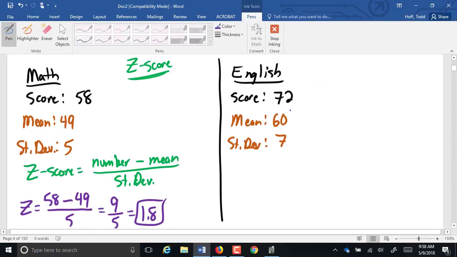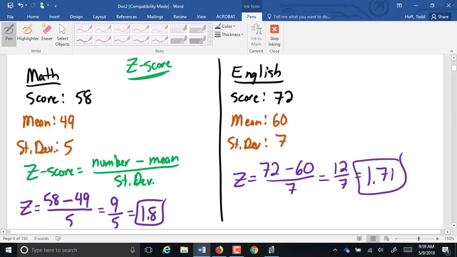The z-score then for the English test would be the score of 72 minus the mean of 60, then divided by the standard deviation of 7. Well, 72 minus 60 is 12. 12 divided by 7 is 1.7142857 approximately. We're just going to go 1.71. So what that's telling us is that score is 1.71 standard deviations above the mean, which means your math score is actually slightly better than your English score compared to the difficulty of the test.